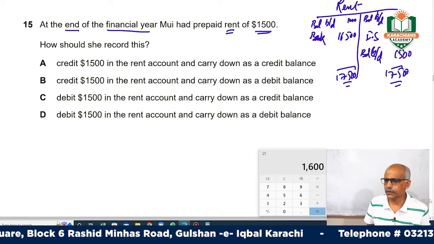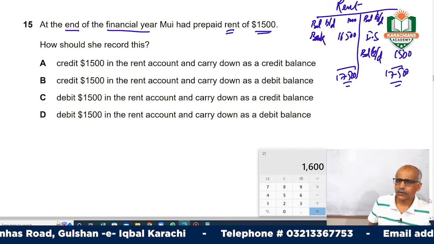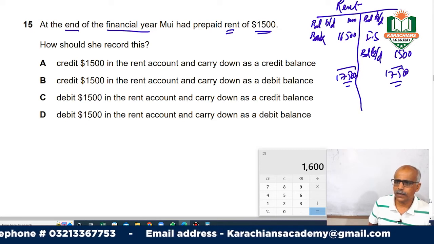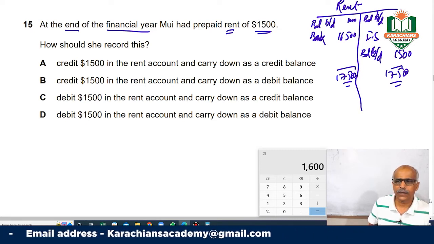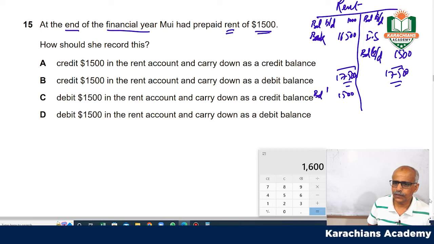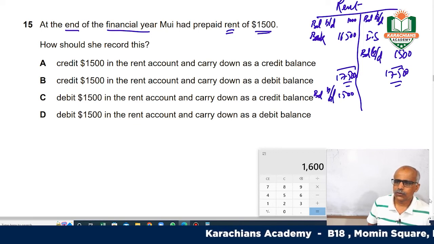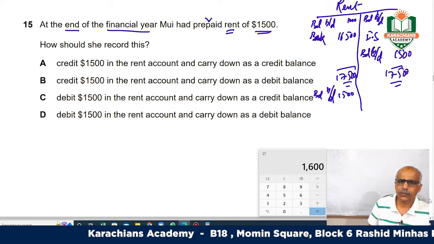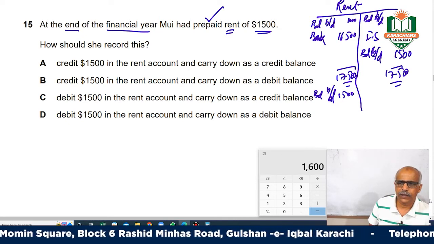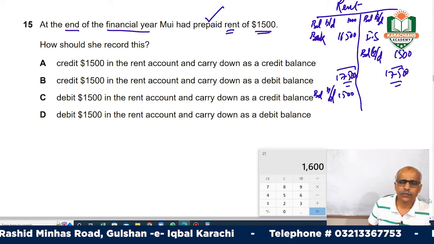CD will be 1500. So your asset will appear on the credit side, but it is a debit balance. For next year, this will appear as 1500 brought down, right? So the prepaid rent will appear on the credit side. You will credit it by 1500, and this will be your debit.